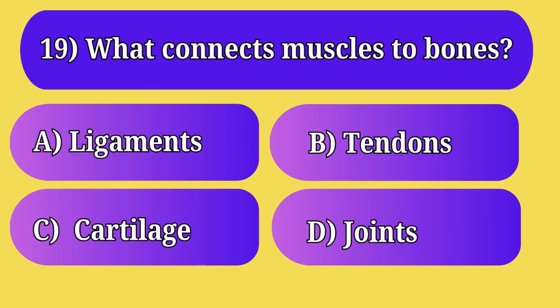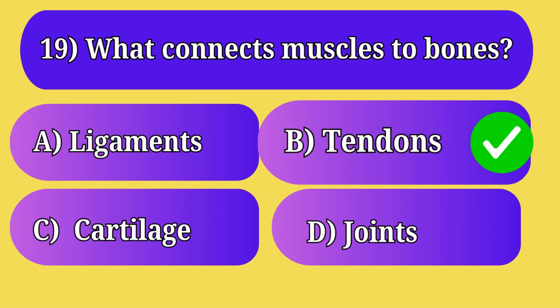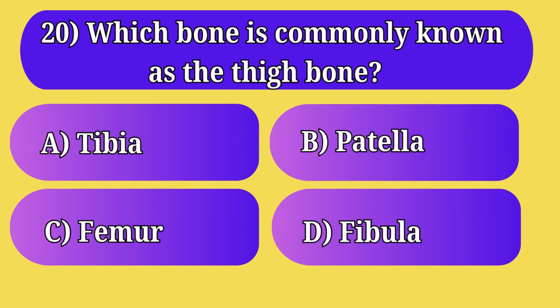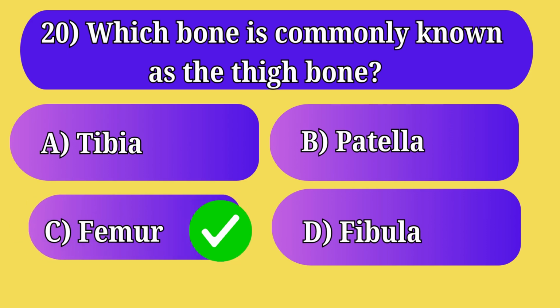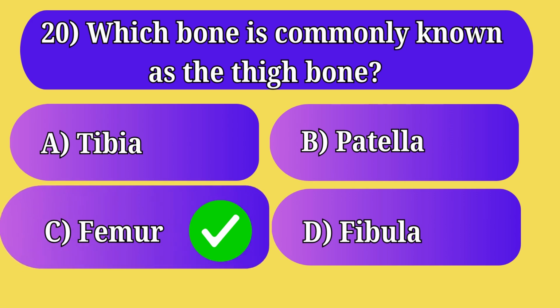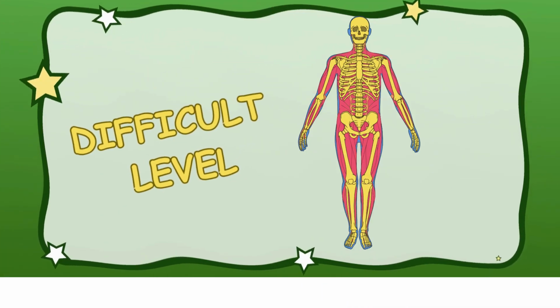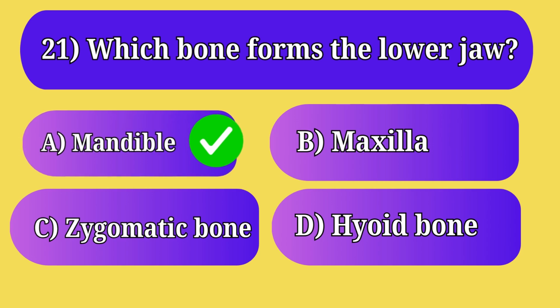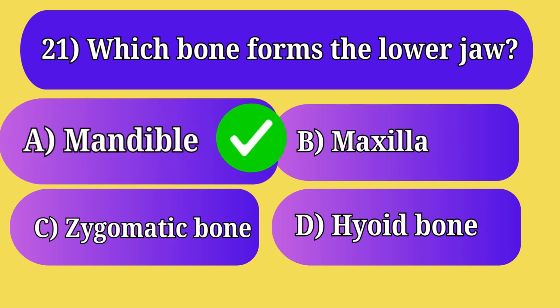What connects muscles to bones? Tendons. Try the next one. Which bone is commonly known as the thigh bone? Femur. Try the next one. Which bone forms the lower jaw? Mandible. Try the next one.